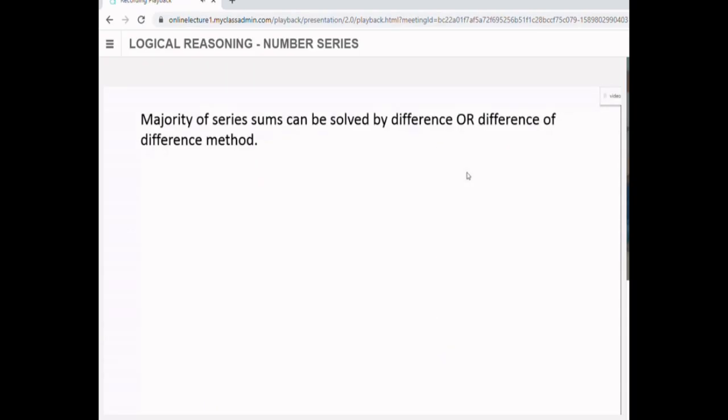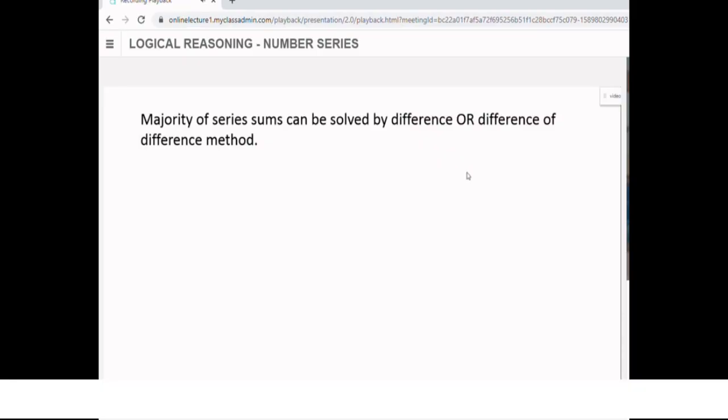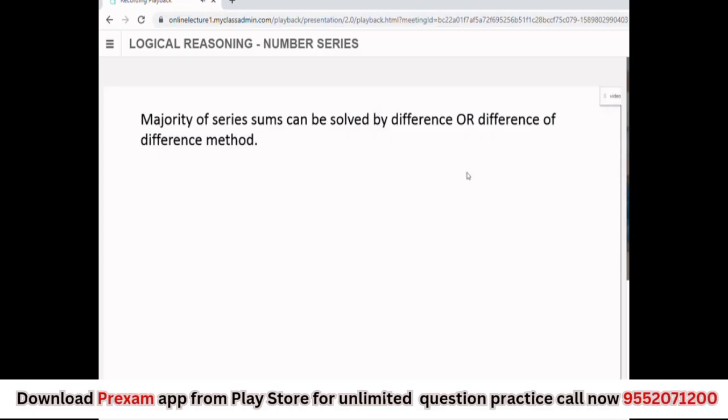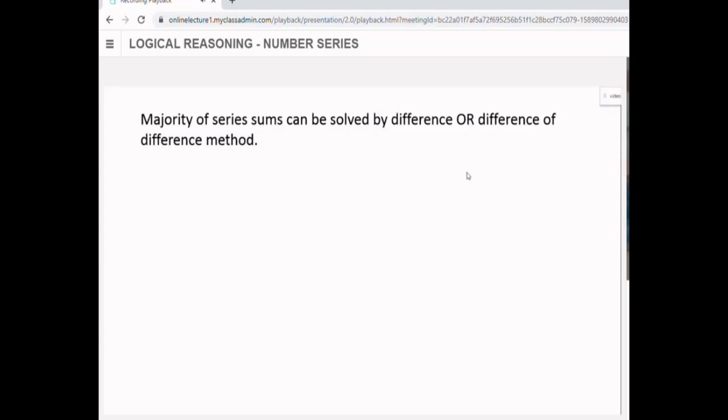Majority of the series sums can be solved by the difference or difference of difference method. If you find it difficult to find the number, these are the two techniques. Majority of the sums, I'm not saying all the sums, can be solved by these two methods. I'll be explaining: one is difference, the other is difference of difference method.